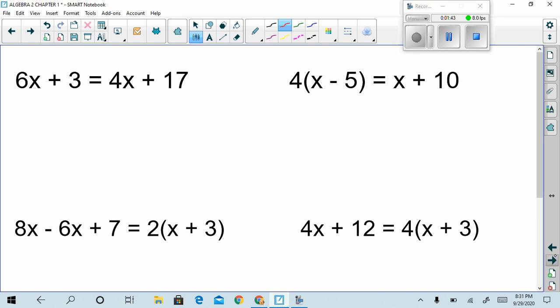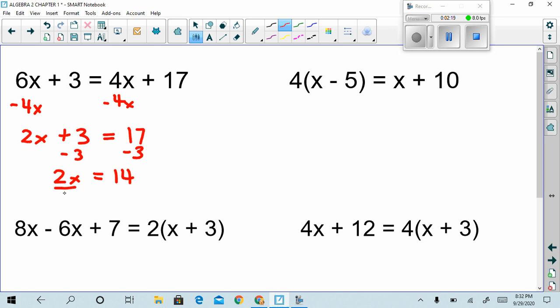Looking at this first problem, there's nothing to simplify on the left or right, but there are variables on both sides, so let's collect them to one side by subtracting. We'll subtract that for x on both sides. On the left, I'll get 2x plus 3 equals 17. Now it becomes a two-step equation where you'll subtract 3 on both sides. Lastly, you'll divide by 2. x is equal to 7.